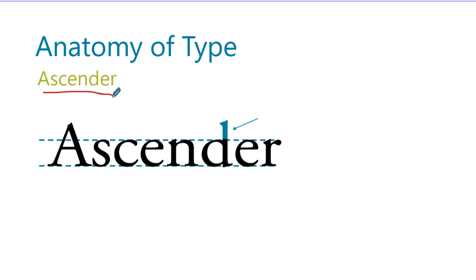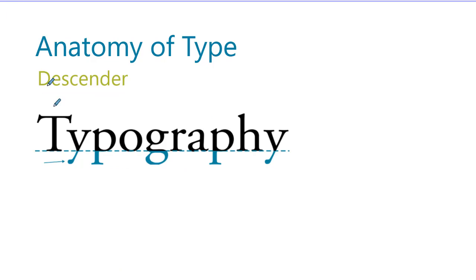And then you have this concept of an ascender. You have the X height line, and the ascender is any letter that has a tail that sticks above that X height line. As opposed to a descender, where you have the baseline, and the descenders are any tails that go below that baseline.